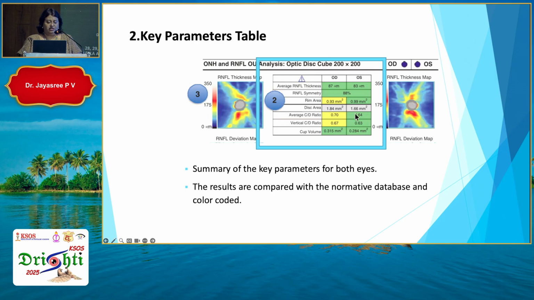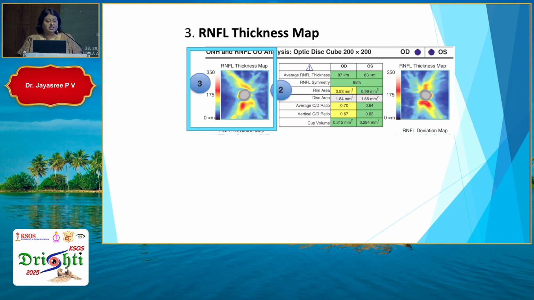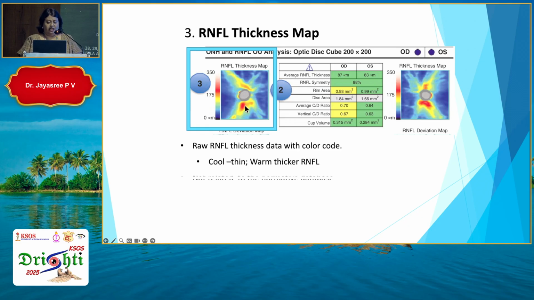Coming to the key parameters, they are given side by side, and you can compare both the eyes. And this is again, you can see, compared to the normative database and is color coded. The RNFL thickness map is something that is exclusive for this Cirrus OCT machine, and this is what you call false color coded. This raw RNFL thickness data is given. What you see as cool colors are where the RNFL is thin, and the warm colors are where the RNFL is thick. This is not compared to the normal database.